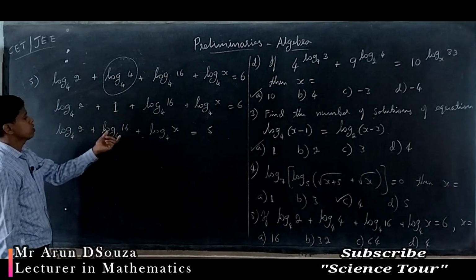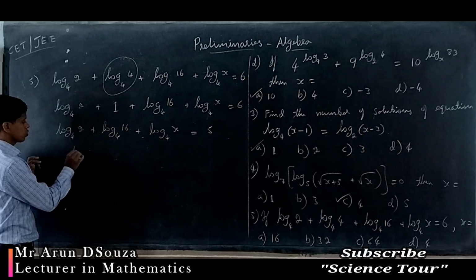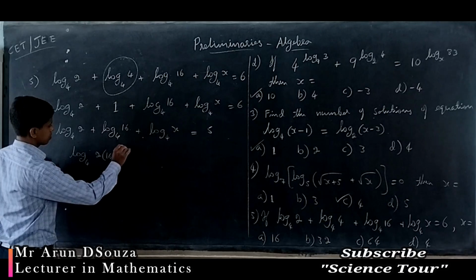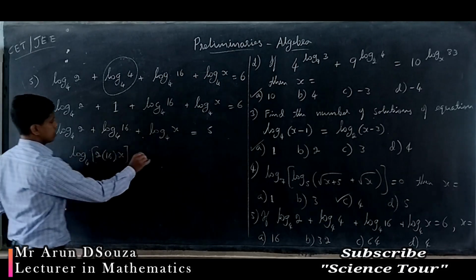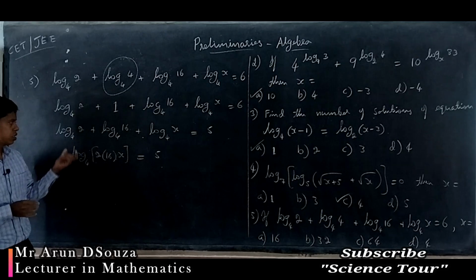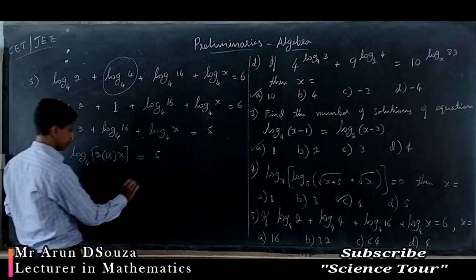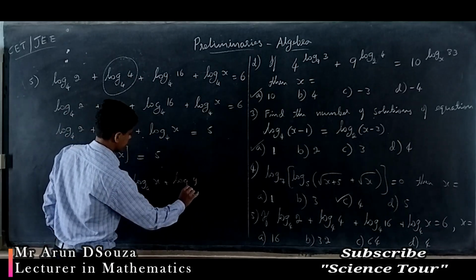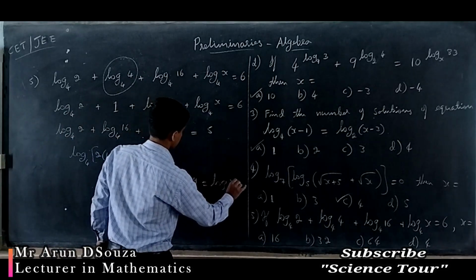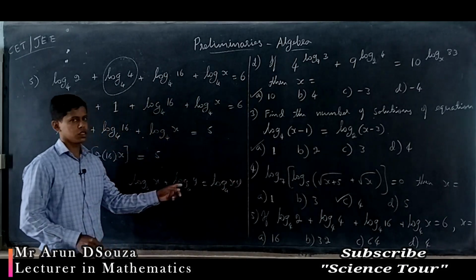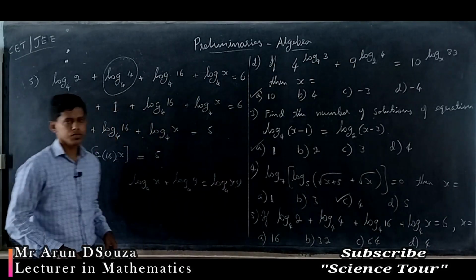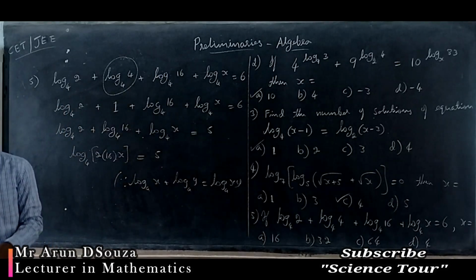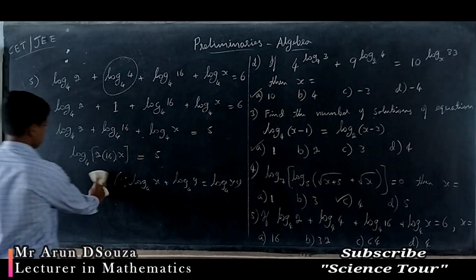Well, now log x plus log y plus log z is log xyz, correct? So this is 2 into 16 into x, and that is equal to 5. I hope you understood this. Log x plus log y is equal to log xy, if you have only two things. If you have three things, then x, y and z. So that's the formula we have used here. Well, let's move on.